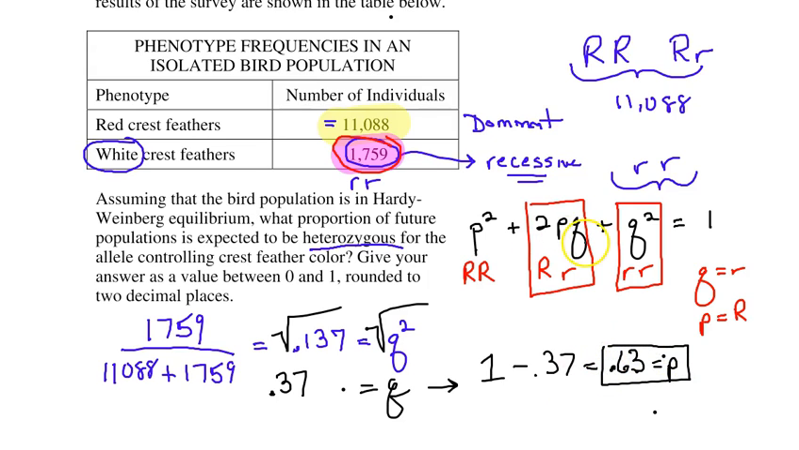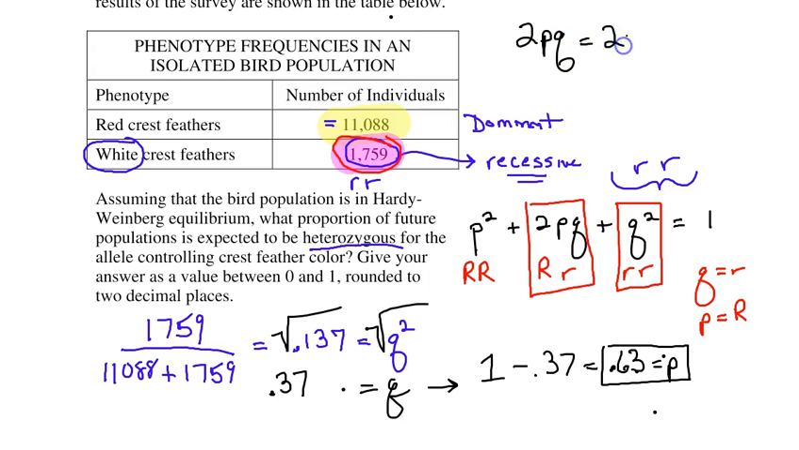Now I can do my 2PQ. My 2PQ, and let's make some room here. My 2PQ, very simple. Is equal to 2 times my P. My P is 0.63. Ooh, color coding. Times my what? My Q, which is 0.37. And it's no accident that they equal 1, right? P plus Q equals 1. That's why this all works.